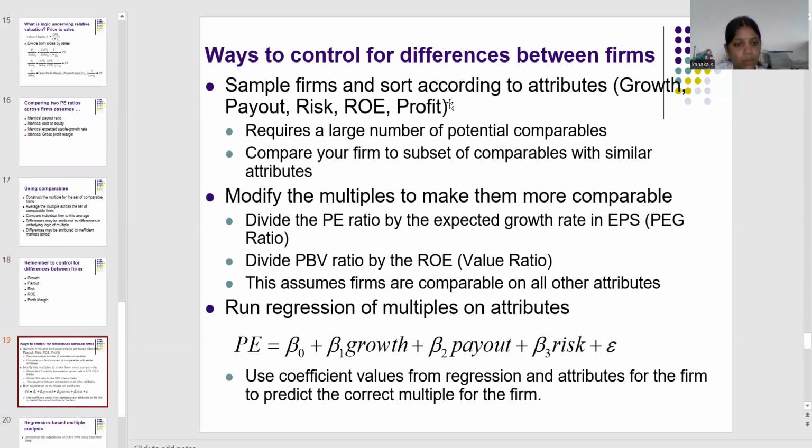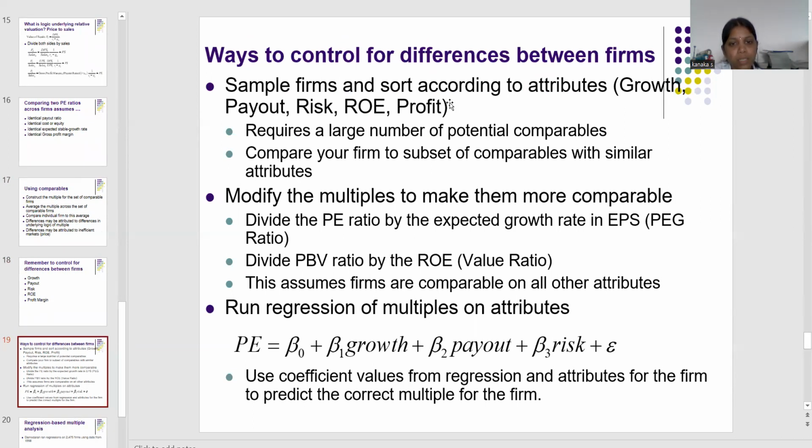Next are ways to control for the differences between firms. Sort the sample firms according to the attribute: growth, payout, risk, ROE, or profit margin. This is useful if there is a large number of potential comparables. Compare your firm to a subset of comparables with similar attributes.